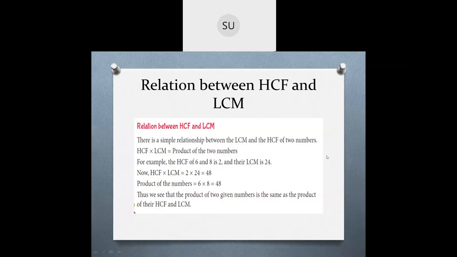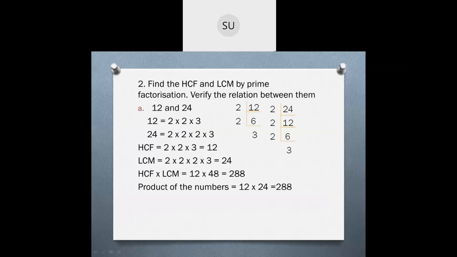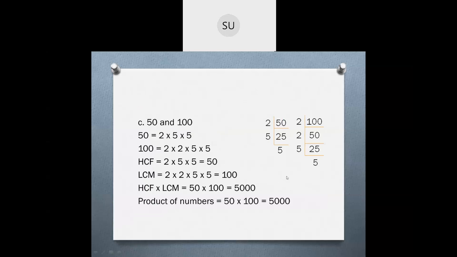Then we saw what is the relation between HCF and LCM. So the simple relationship between HCF and LCM of two numbers is HCF into LCM is equal to the product of the two numbers. So if you want to check if your HCF and LCM are correct, then what you can do, you can just multiply the HCF and LCM and multiply the given numbers. If both the answers are equal, then your HCF and LCM are correct and you have verified it. Okay, so this was the relation between HCF and LCM. Then we saw various problems on this. So this completes the chapter Multiples and Factors, right?